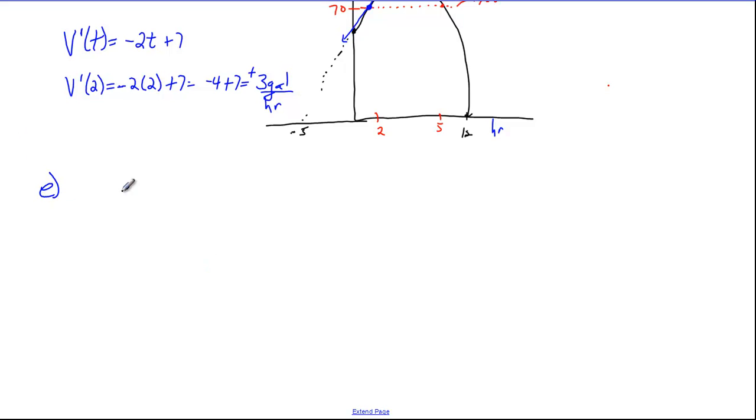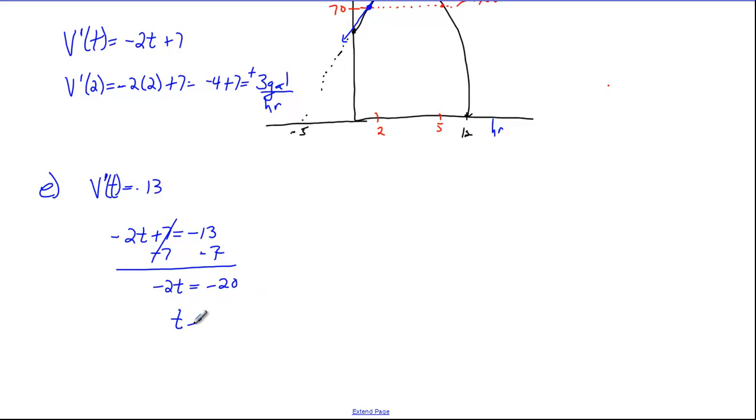So here we're going to look for when v prime of t is equal to negative 13. We know v prime is negative 2t plus 7, so we're looking to see when negative 2t plus 7 is equal to negative 13. We're going to subtract 7 on both sides, and that goes away. We get negative 2t is equal to negative 20. Dividing both sides by negative 2, we get t is equal to 10 hours.